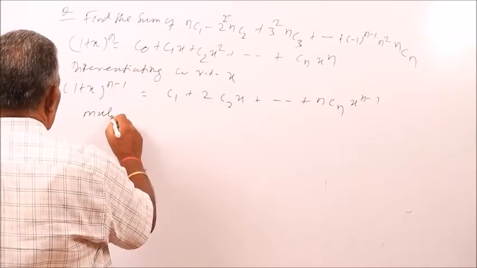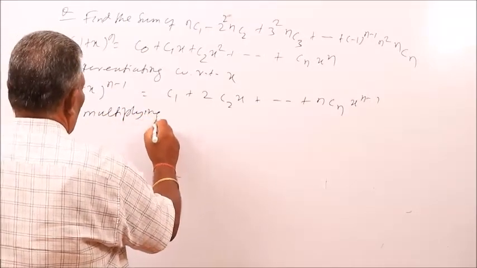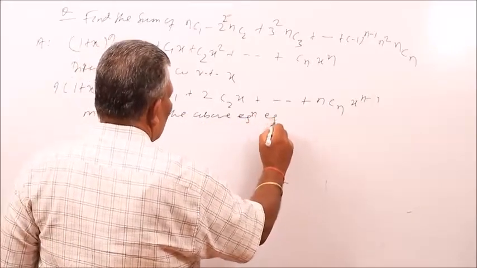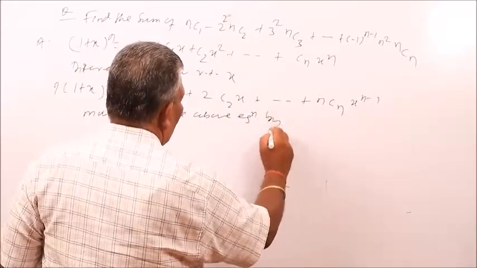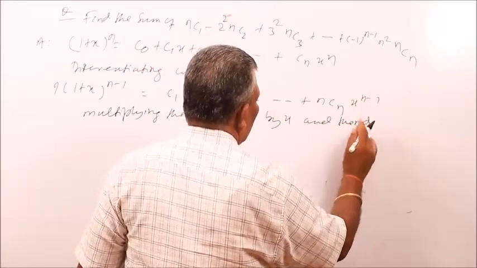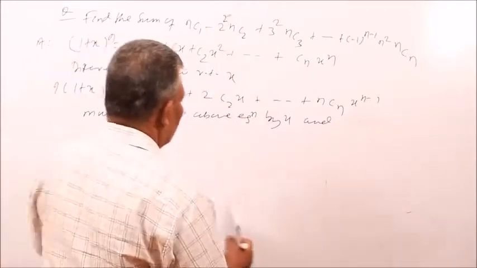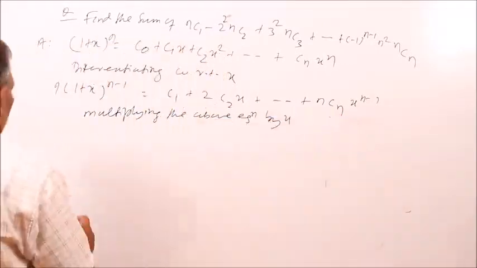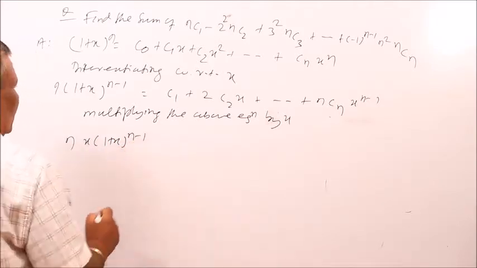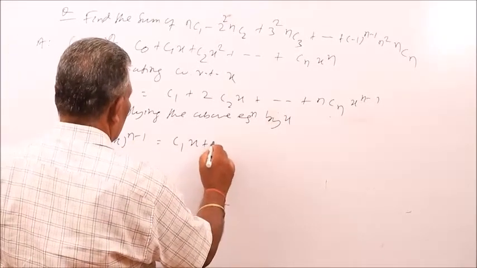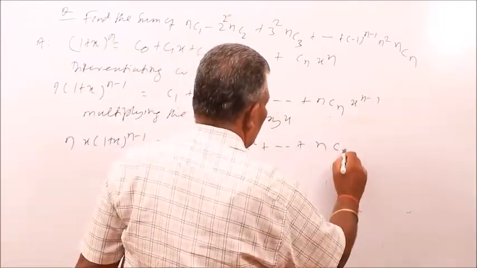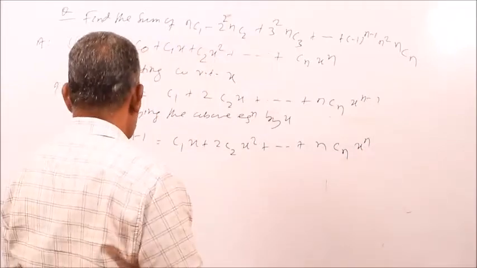Multiplying the above equation by x, let us first multiply with x. n x (1 plus x) to the power n minus 1 equals c1x plus 2c2x square plus dot dot plus n cn x to the power n. Let it be equation 1.